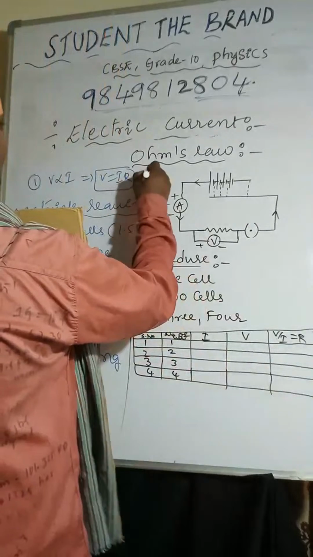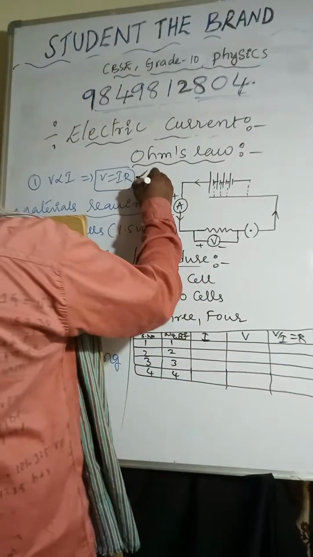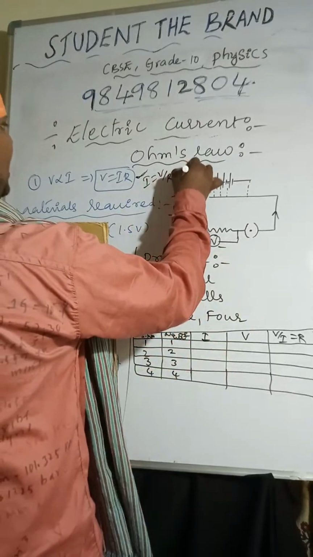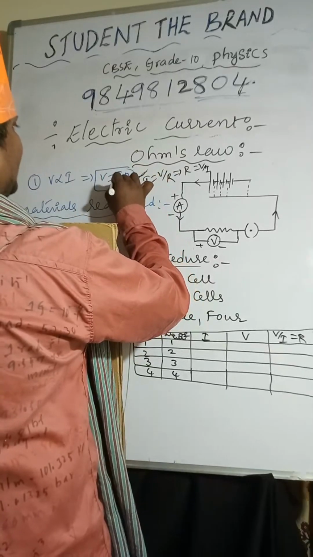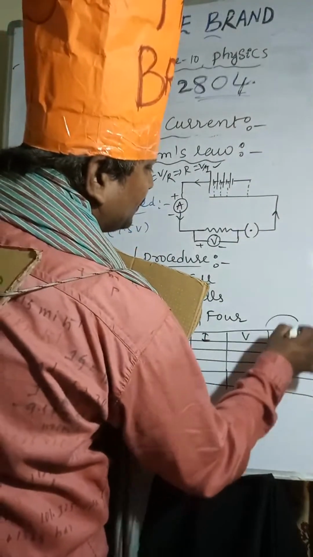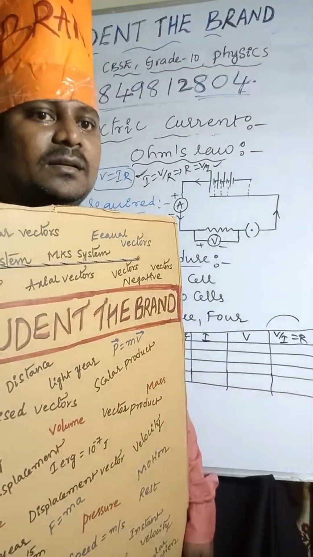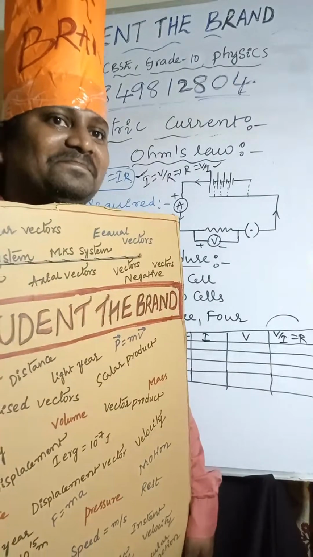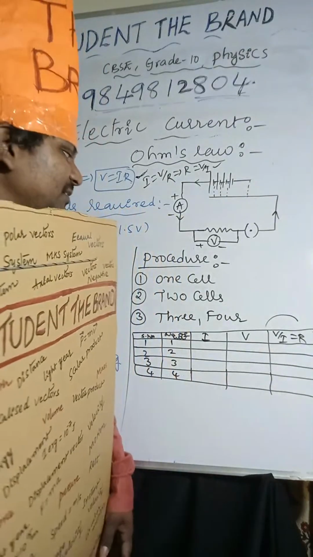See here, you can observe V equal to IR from Ohm's law. V equal to IR, so I equal to V by R. Sorry, R equal to V by I. R equal to V by I, yes. So here we need to find the resistance. Finally, we need to find the resistance.